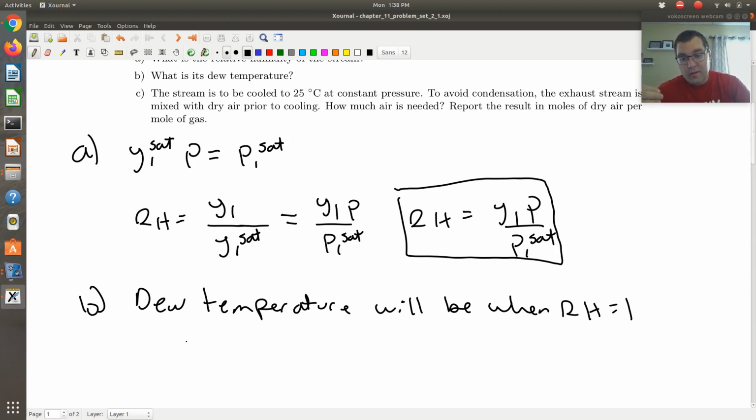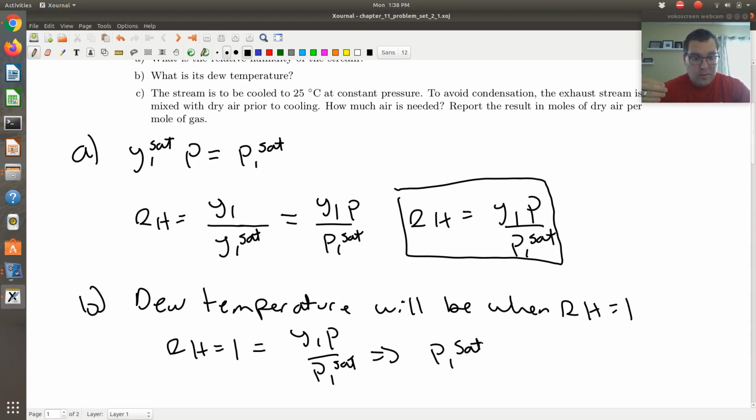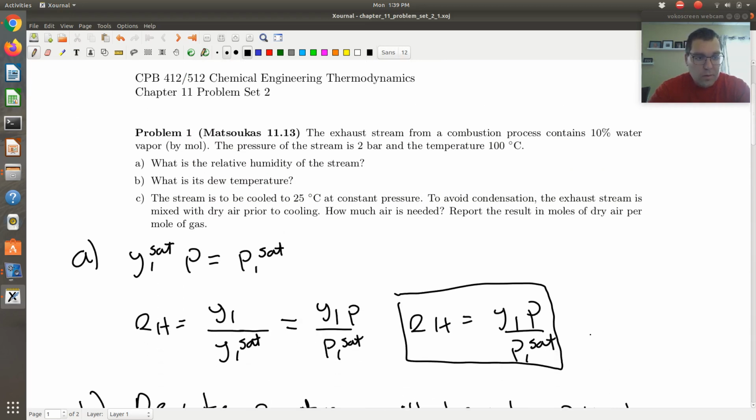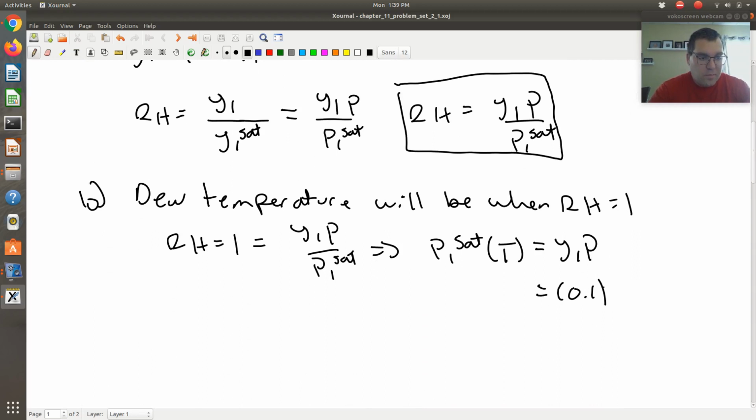So I'm going to solve for when the relative humidity is equal to 1. For y1 and P, I'm going to assume I have the same exhaust stream as before, at a given mole fraction of water and a given pressure. What I want to solve for then is the temperature. Remember, P1 sat is only a function of T. The temperature for which the vapor pressure is equal to the partial pressure of water. Again, y1 in our case is 0.1, and P is 2 bars. So P1 sat then.